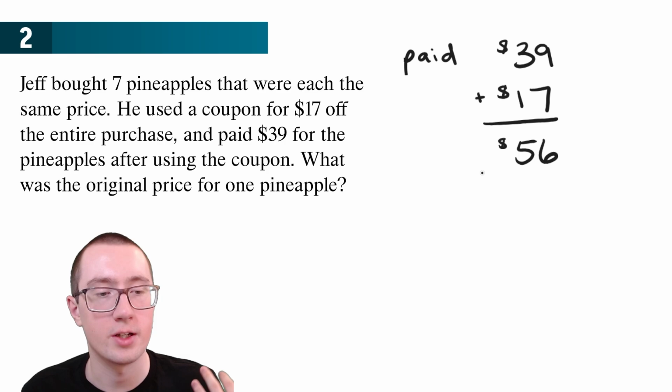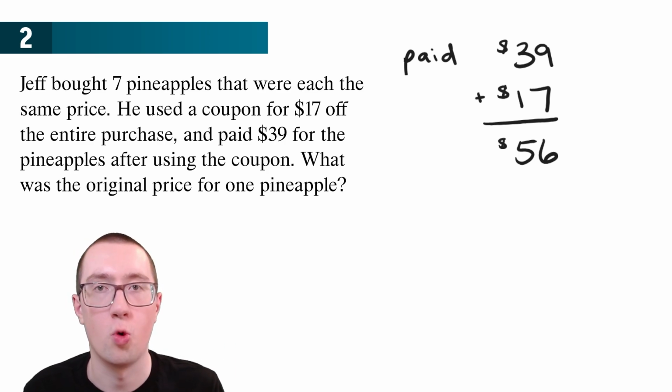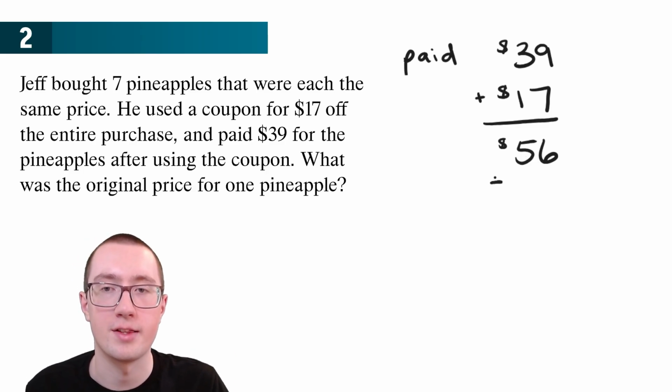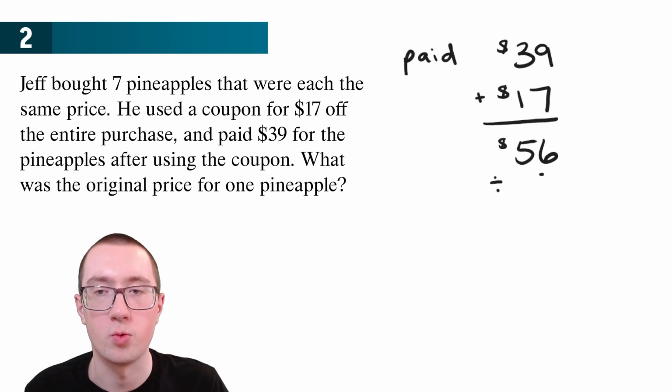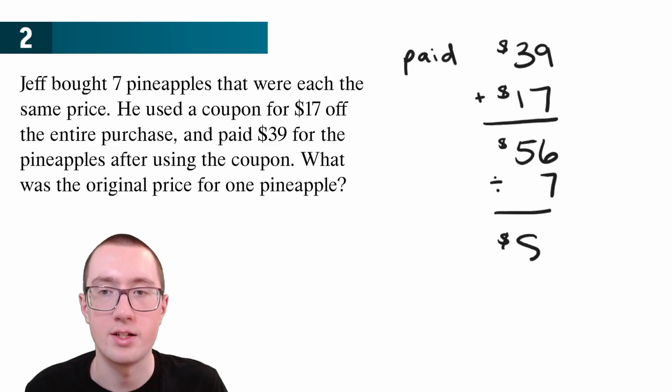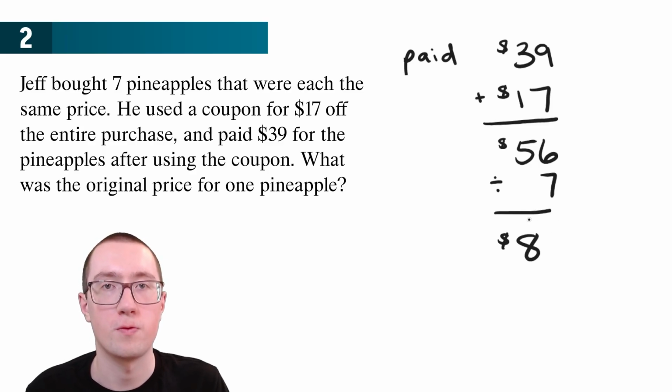Now the question is asking us what was the original price for 1 pineapple? This is in total, and it looks like he bought 7 of them. So to find the amount for each pineapple, let's just divide this by however many he bought, which is 7. And 56 divided by 7 is going to be $8. So it looks like our final price is $8 per pineapple.